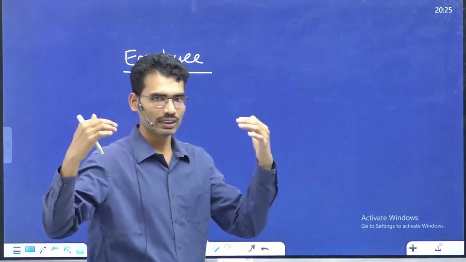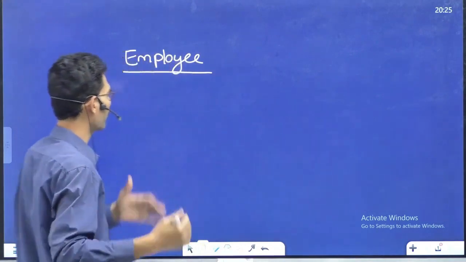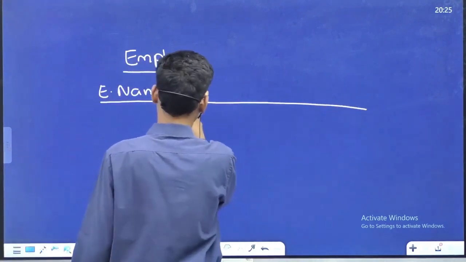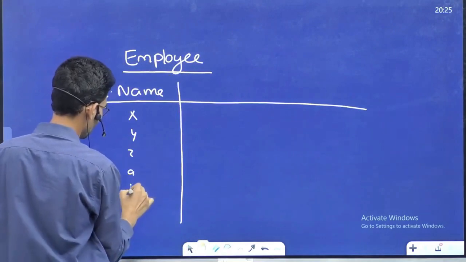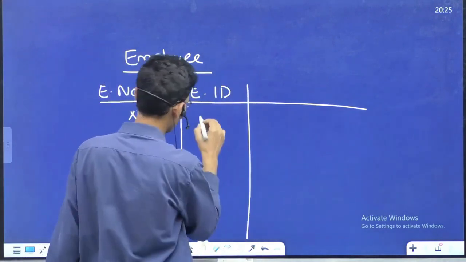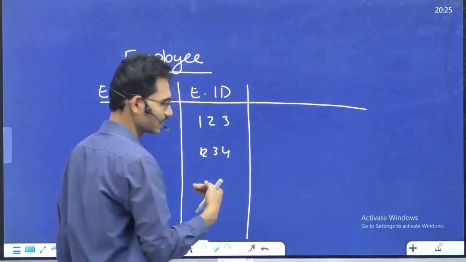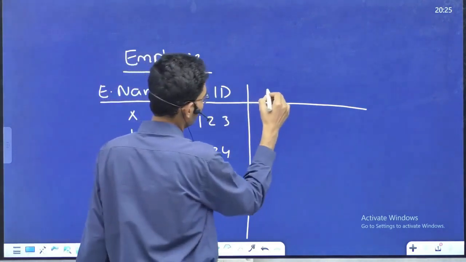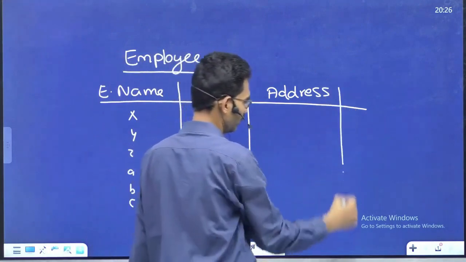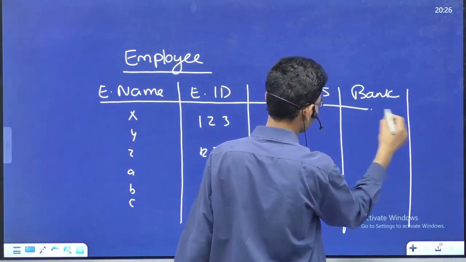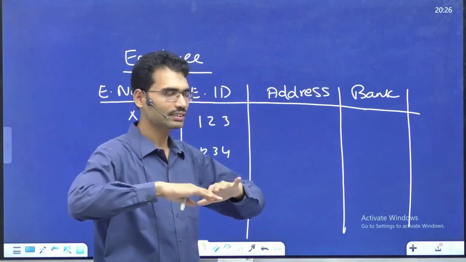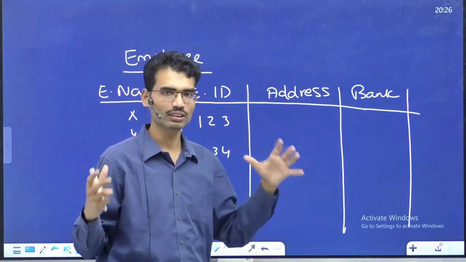If you want to disburse the fund for 100 employees about provident fund, you will have the employee name. If I write in table format, X, Y, Z, A, B, C, likewise 100 people, they will have an employee ID. ID can be 1, 2, 3, 4, 5, 6, some number. Then basic details like address. Address will be there. Then bank name, to which bank you need to disburse. Likewise, we will organize the data. These organized data, if we take such kind of data at all levels, that becomes one database.